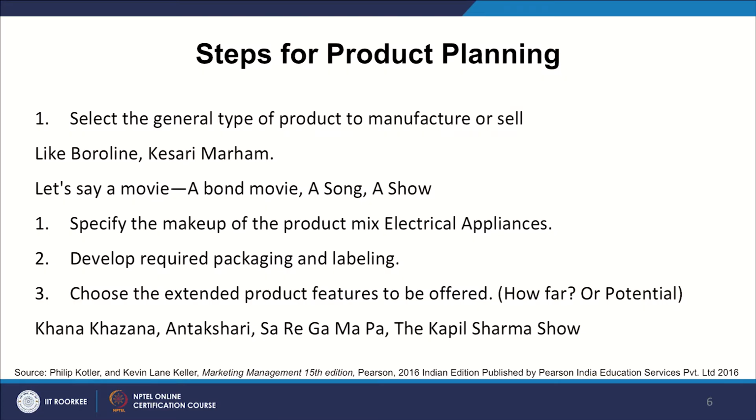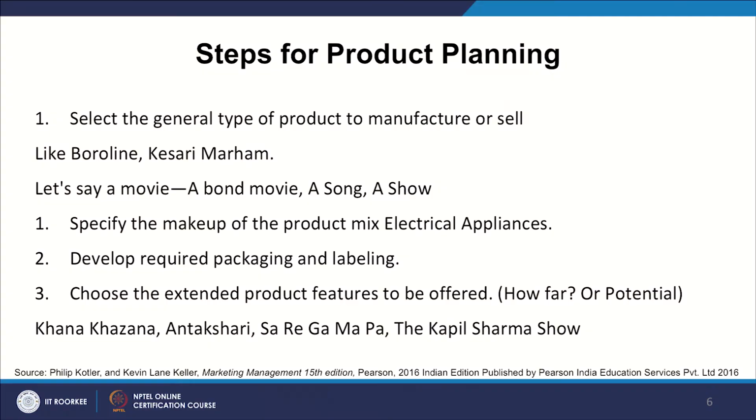So, you see, then comes in specifying the makeup of the product mix. For example, electrical appliances. What kind of electrical appliances would this company produce? For example, you would go for different kinds of irons. You would go for different kinds of water heaters. You would go for different kinds of, let us say, cooking devices. So several electrical appliances in different kinds of lines. Develop required packaging and labeling, then choose the extended product features to be offered. How far? That is, what do you see as the potential product?